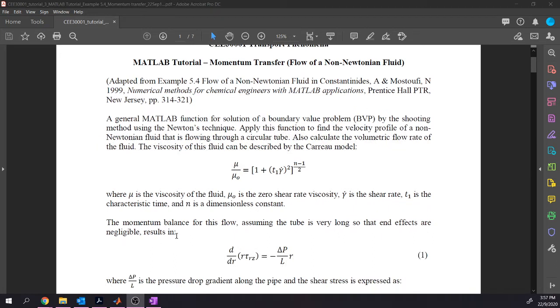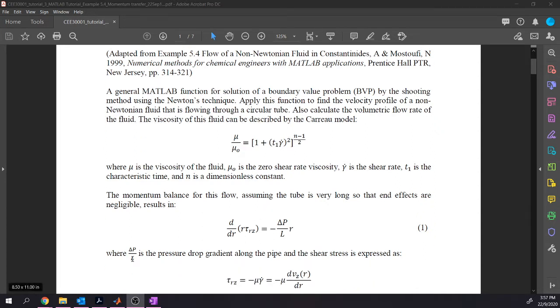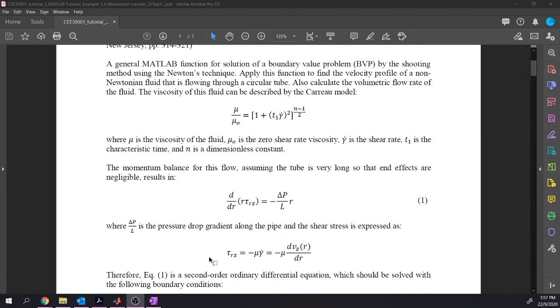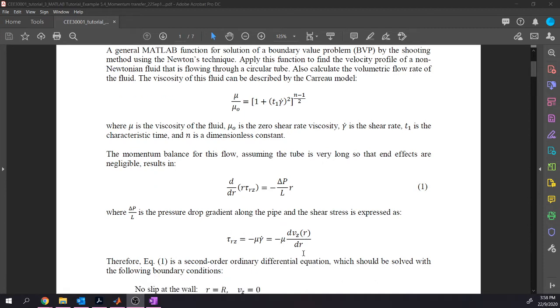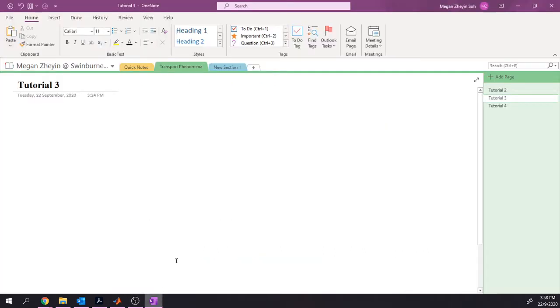So the momentum balance for this flow, assuming that the tube is very long so that end effects are negligible, results in this equation, where delta P over L is the pressure drop gradient along the pipe, and the shear stress is expressed as this. Okay, so before that, we'll understand how this equation works.